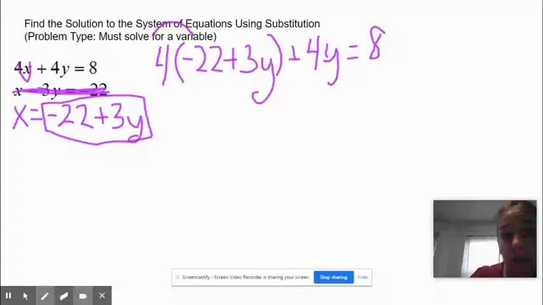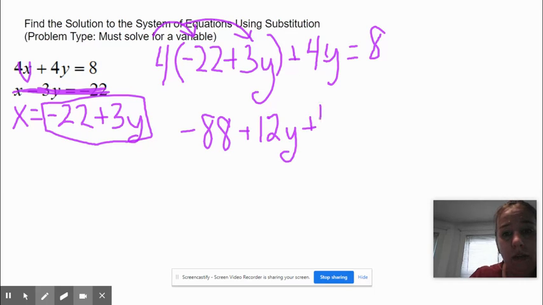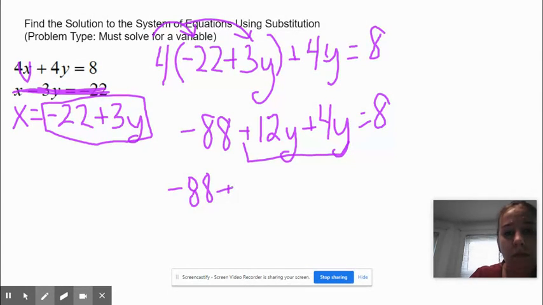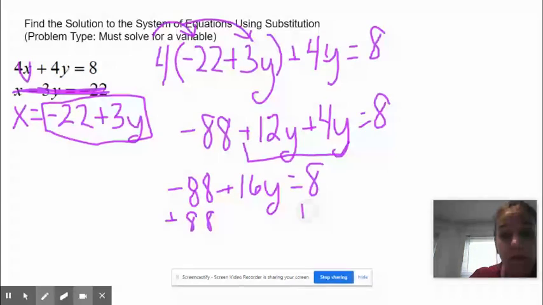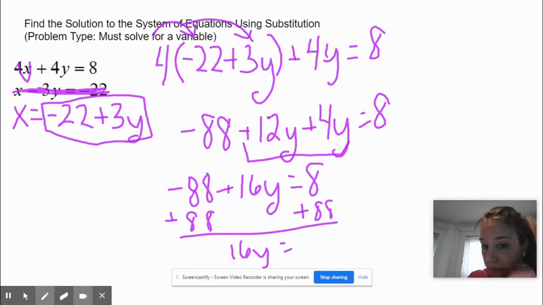Distributive property. 4 times negative 22 is negative 88 plus 12y plus 4y equals 8. Combine like terms. Add 88 to both sides. 16y equals 96.